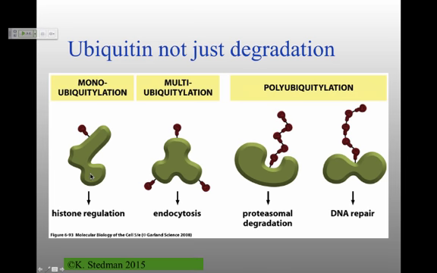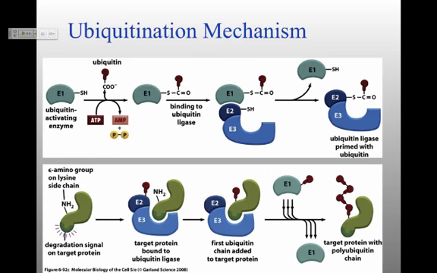So again, we mentioned ubiquitination before, histone regulation, this we've already talked about. In cell biology, they'll talk about endocytosis for multiple ubiquitination. Again, these are not made as chains, they're just single ubiquitins which are added. Polyubiquitination can lead to proteasomal degradation, but also can lead to other things, including stimulating DNA repair, etc. It's just a reminder how ubiquitination works.